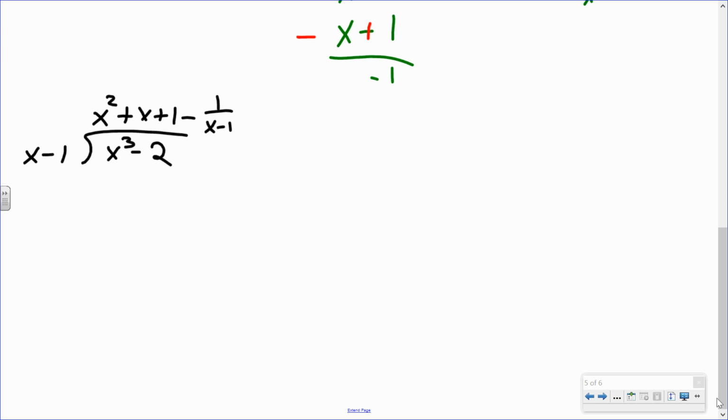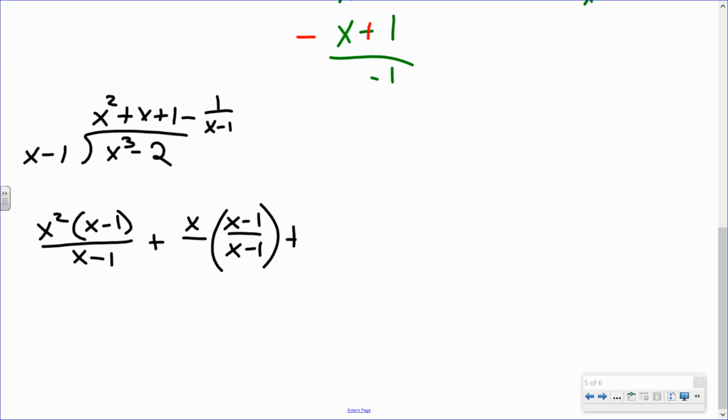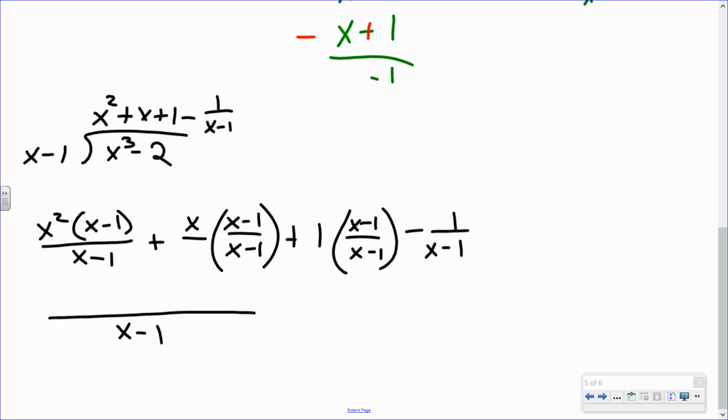So the book does it where you check by taking your quotient, and then you get a common denominator. So that would be x squared times x minus 1 over x minus 1 plus x times x minus 1 over x minus 1 plus 1 times x minus 1 over x minus 1. And then that remainder term, minus 1 over x minus 1. So then we've got the common denominator of x minus 1.